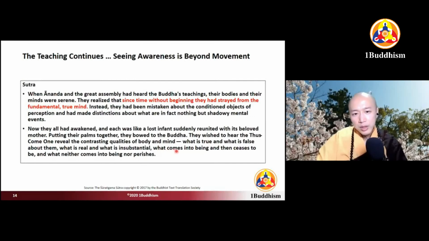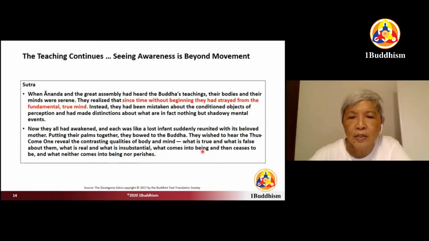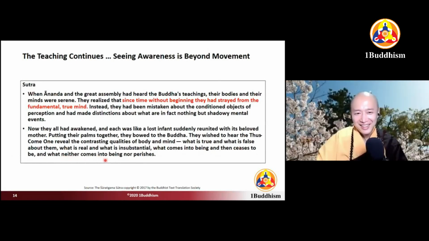Between the body and the true mind, which comes into being and then ceases to be, and which neither comes into being nor perishes? The one that comes into being and then ceases is the body. Then what neither comes into being nor perishes is our true mind. Neither coming nor going is the true mind. Correct. Now you can roughly recognize the differences between the illusory body, the illusory environment, and the true mind.